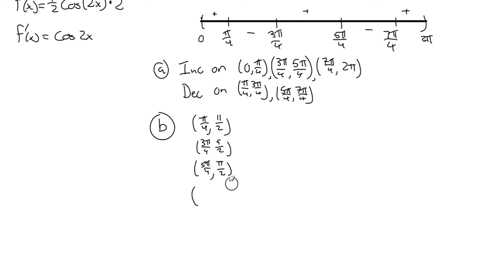Let's see if I can do this. It should be 11 over 2. And then 7 pi over 4 is going to give me 9 halves.